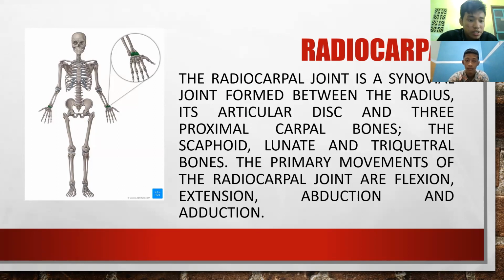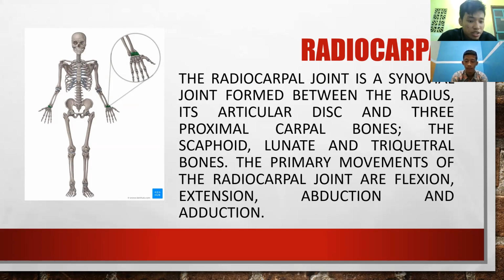The next example is the radiocarpal. The radiocarpal joint is a synovial joint formed between the radius, its articular disc, and three proximal carpal bones: the scaphoid, lunate, and triquetral bones. Technically, the radiocarpal joint is considered to be the only articular component of the wrist joint. Many references, however, may also include adjacent joints, such as the carpal joints in this definition.